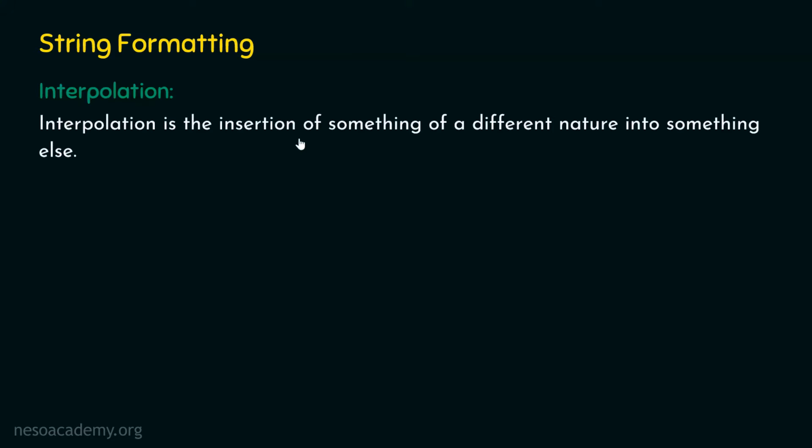Interpolation is the insertion of something of a different nature into something else. So if we want to insert something into something, and if they both are of different nature, then that is what is called interpolation. So interpolation is all about inserting something of a different nature into something else.